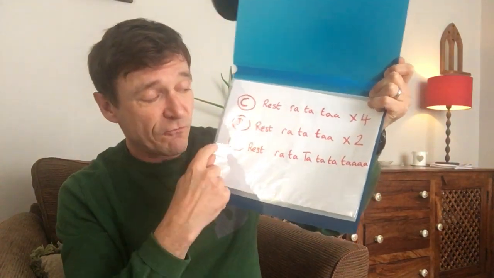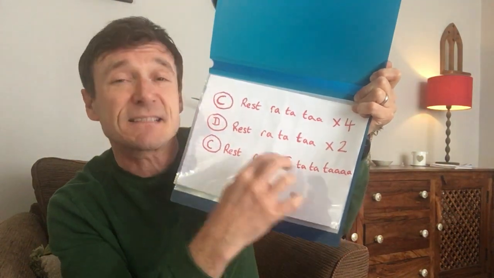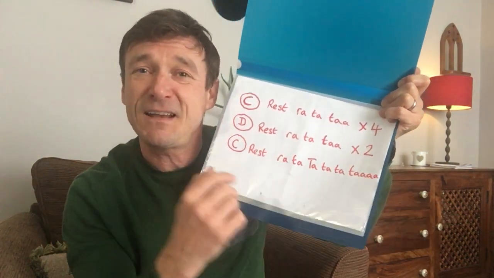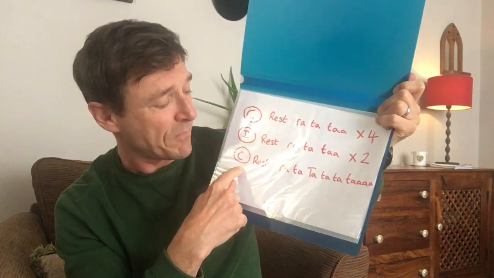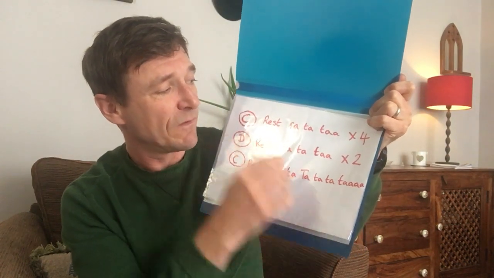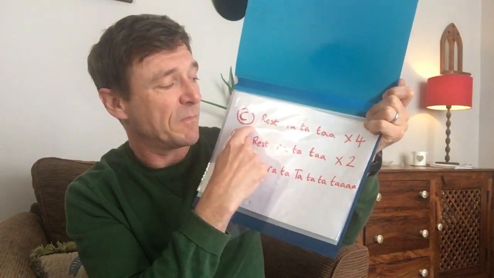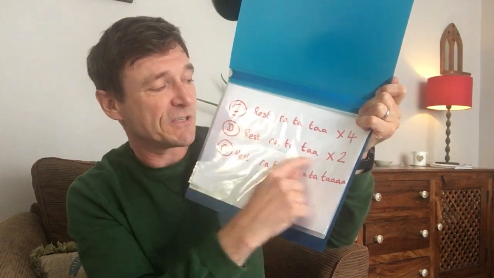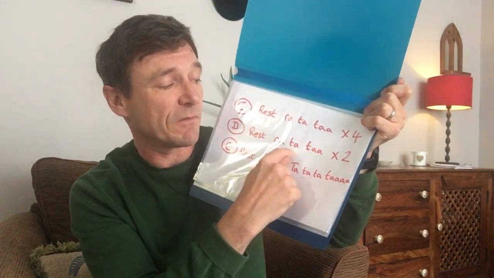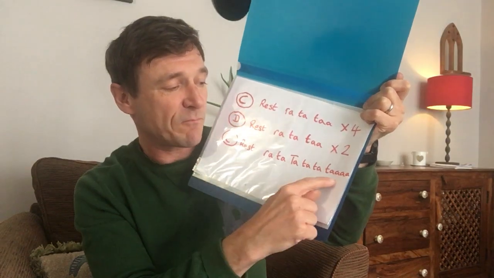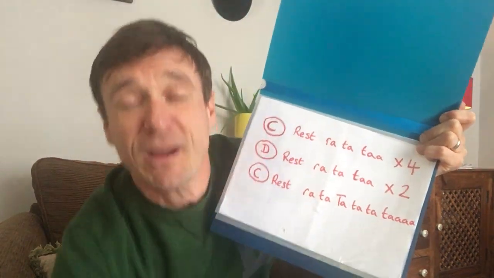You're going to go rest, rat-ta-ta-ta-ta-ta. A little bit longer at the end. So just 1 time on the C at the end. 4 times round, beginning on the C. Change to D, 2 times round the rhythm. And then 1 time round the rhythm on the end. And I'll show you how that goes now.